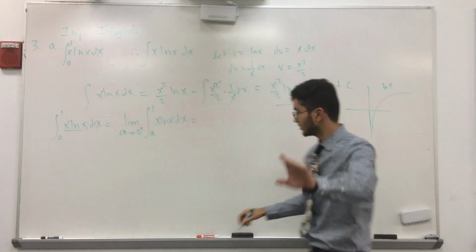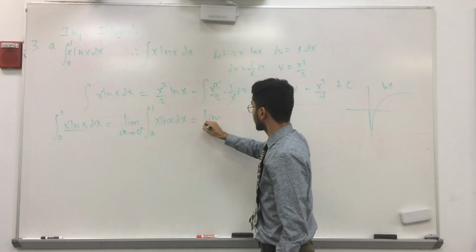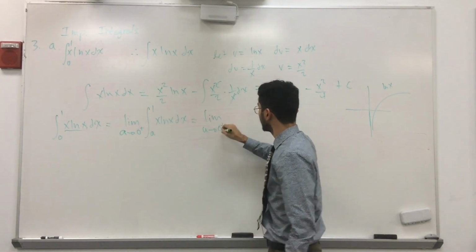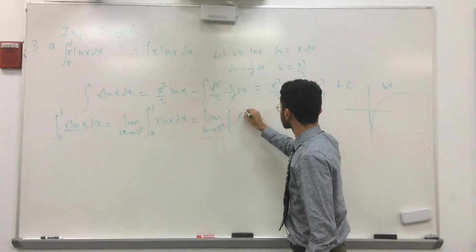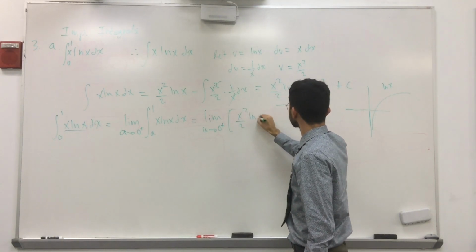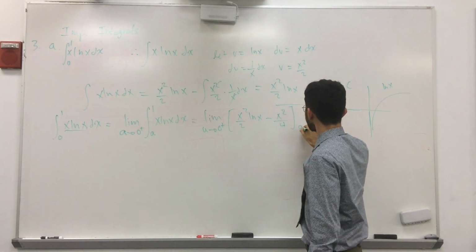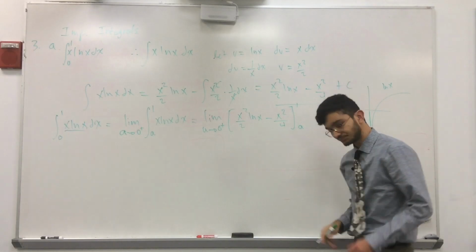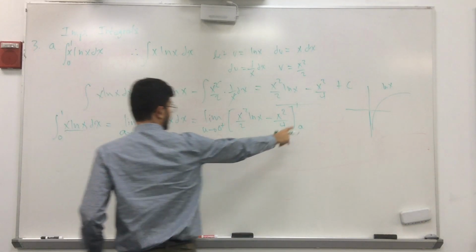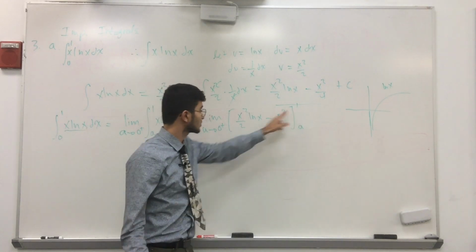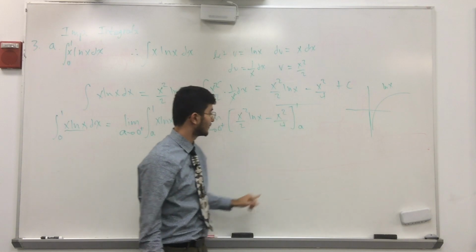And we know the indefinite integral, so this is going to be the limit as a goes to 0 from the right of this antiderivative, x squared over 2 ln of x minus x squared over 4, evaluated from a to 1. We just substitute our values. Substituting the upper limit, since it's 1, we have 1/2 times ln of 1, which is 0, minus 1/4.